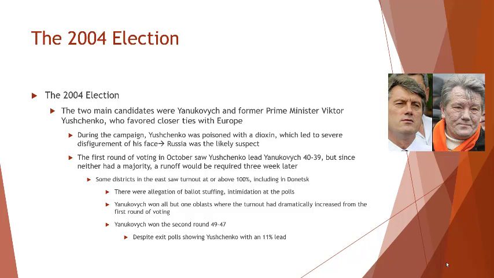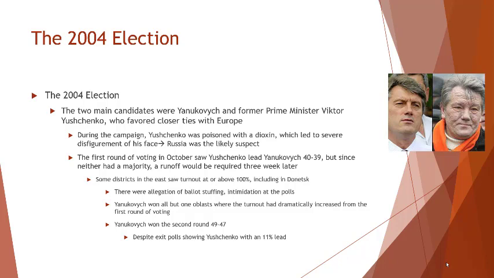So in the two-round system, Yushchenko led Yanukovych by about a point, 40 to 39. But since neither person had a majority, there was a runoff 3 weeks later. So here's one of the strange things that happened in the runoff.